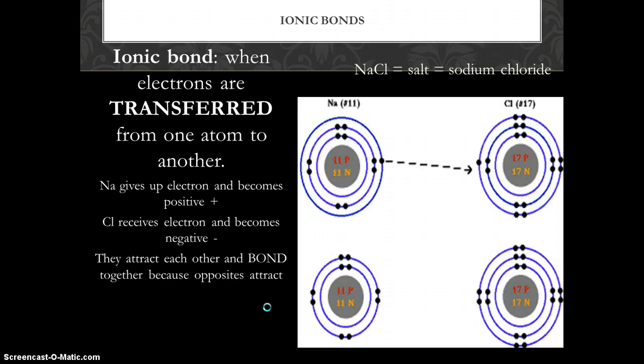So remember, in an ionic bond, sodium has 1 electron in its outermost valence shell, and it can lose that 1 electron. So when it loses an electron, it becomes positive. And chlorine has 7 outermost electrons, so it needs 1 more, and when it gains one, it has a -1 charge. So these 2 will stick together because of the charge, and that's what we call an ionic bond.